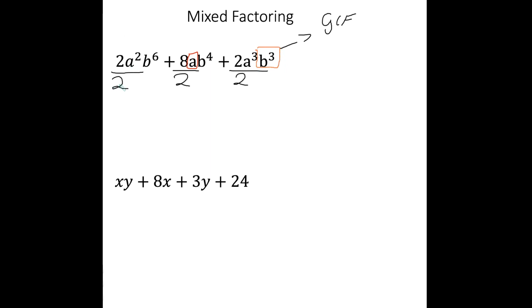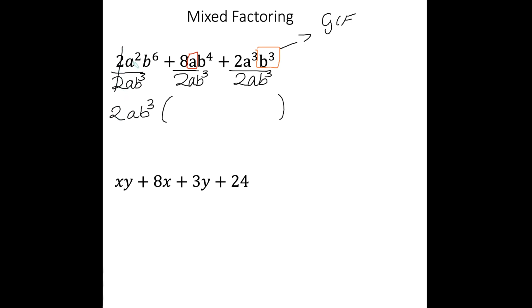So my GCF is 2a b to the 3rd, and I'm writing this under every term because I do not want to make any errors when I actually begin my division. So my GCF is 2a b to the 3rd. To get what's inside the parentheses, I'm going to begin to divide.